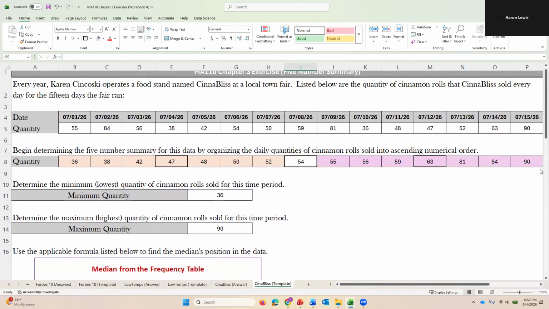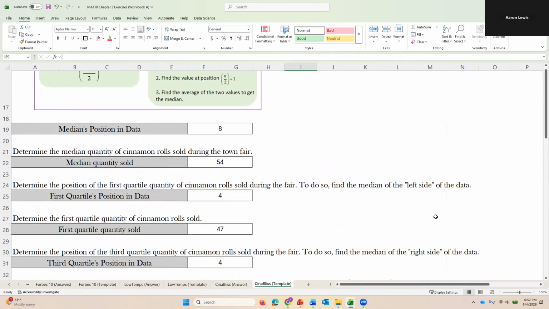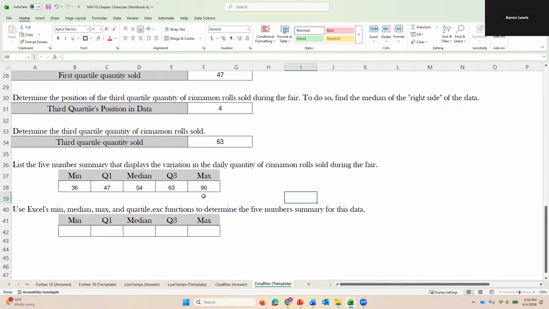Identify your min, your max, move to your median, and then your first quartile is the median of the numbers on the left side, and the third quartile is the median of the numbers remaining on the right side. But you can use a variety of Excel functions to make this much faster. And I have it down here at the bottom. We can use the min, the median, the max, and the quartile.exc functions to determine what our 5-number summary is.